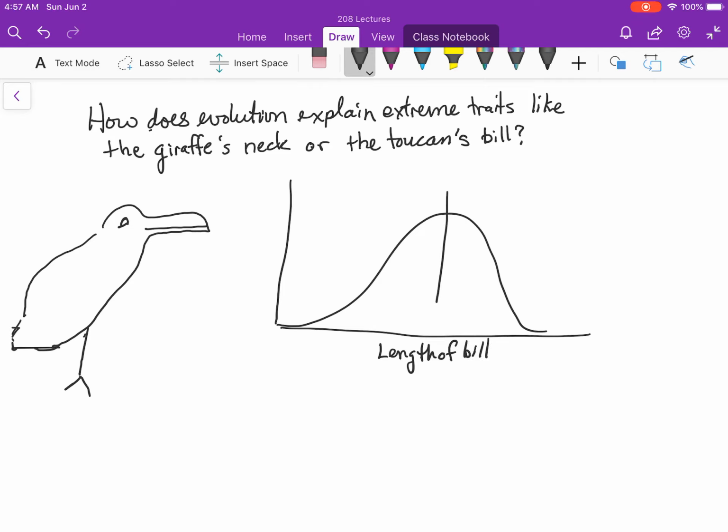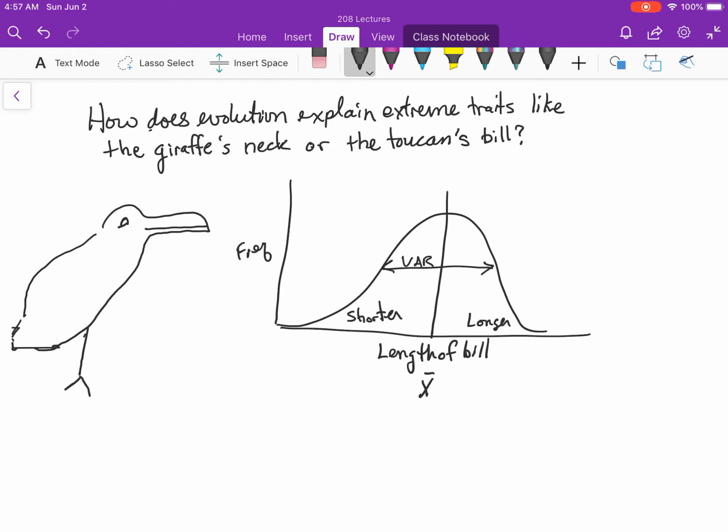And we know that the average of the length of that bill, x bar, is going to be here in the middle, and some are going to have longer bills, and some individuals will have shorter bills. And this is the frequency of individuals over here. This is a population that has a variance, and we can see that variance here.